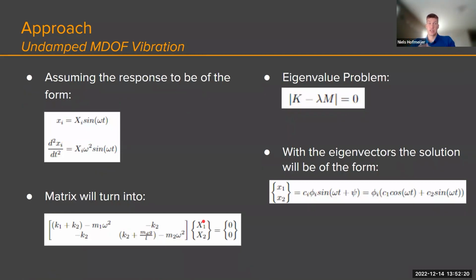Then let's assume that the response is going to be in the form mentioned on the top left side. When we take the second derivative of it, we can put it back into matrix form, and the matrix form will turn into the form mentioned on the bottom left. This is going to be an eigenvalue problem, where lambda is going to be omega squared, which is the natural frequency squared. With these eigenvalues, we can plug them back into the characteristic equation and obtain the eigenvectors. Then the response can be solved as shown over here.